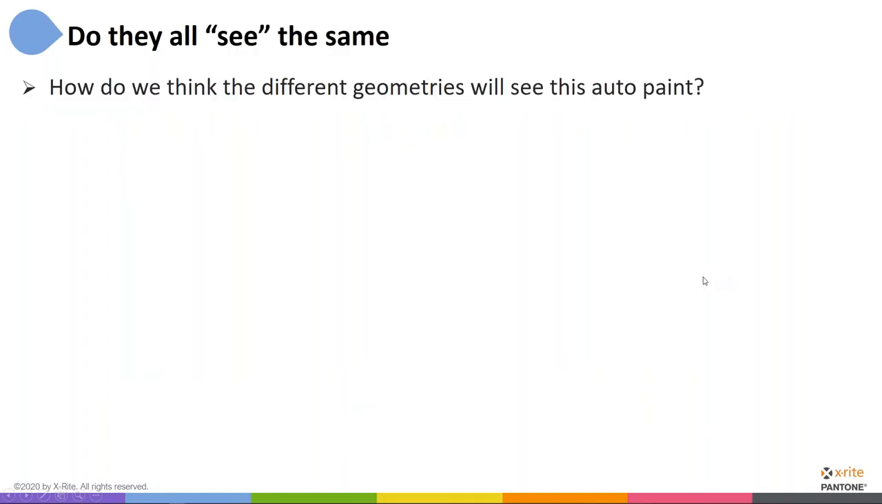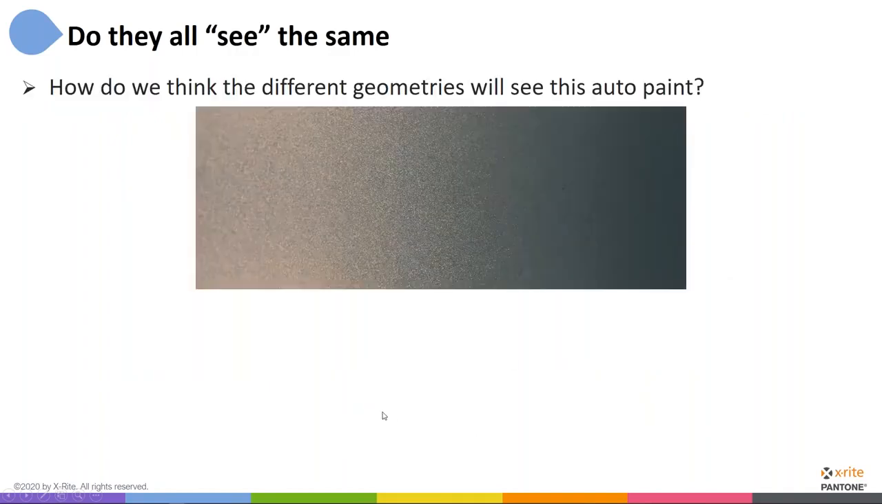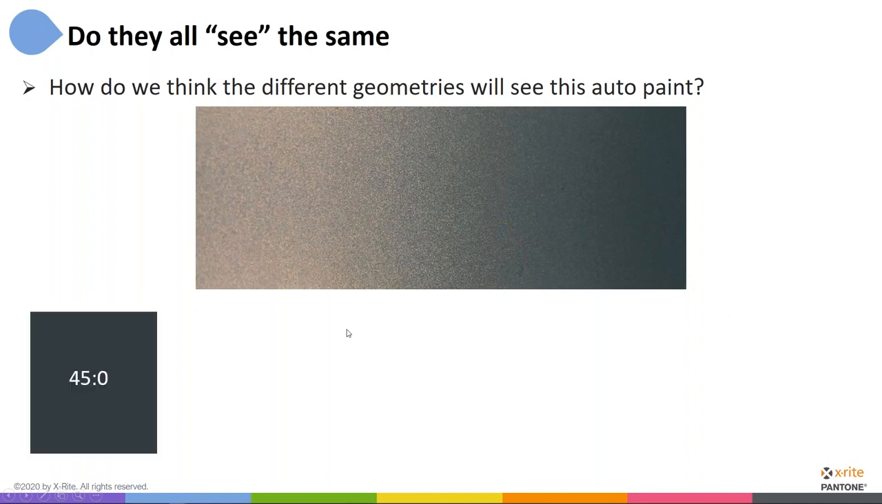Let's look at one more example. How do we think the different geometries will see this auto paint? Again, it's a picture I took of a color that goes from being a gold to a blue metallic, depending upon angle. And with a picture, it's hard to get a lot of the angle in here, so we're only looking at a little bit of the variation that occurs in this color. But I took this panel, I measured it with a 45-0 instrument, and it said it's that color. It sees it as a solid color, okay?